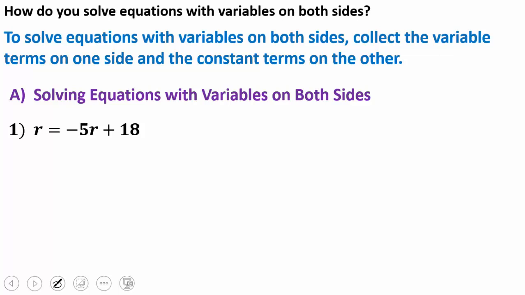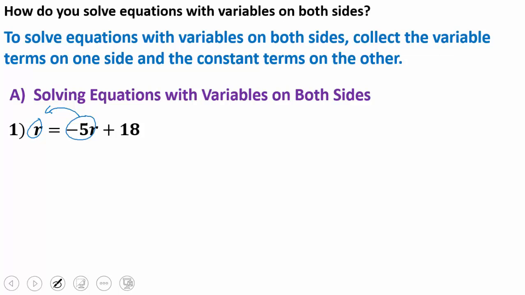So in number 1, we have r is equal to negative 5r plus 18. We recognize we have a variable term on each side, and we need to isolate it. Now, we can be smart. It makes absolutely no difference in the whole scheme of things which side of the equation these variables are on, or which side we put the constant. So let's be smart. If we want to isolate it, we might as well put it on the other side, away from the constant. So in that particular case, I'm thinking I want to move this negative 5r to the left side of the equation.